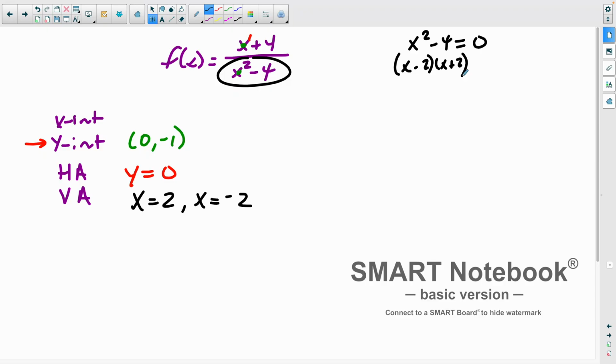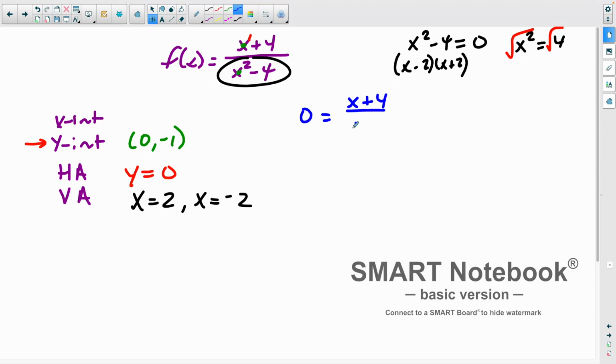All right? Or you could take the 4, move it to the other side. So add 4. Then what? Square root. Don't forget to do plus or minus. There's my 2 and my -2 there as well. Okay? So I have 2 vertical asymptotes on this one. I have 2 undefineds. X-intercept. Not hard, but just takes a little bit of work.